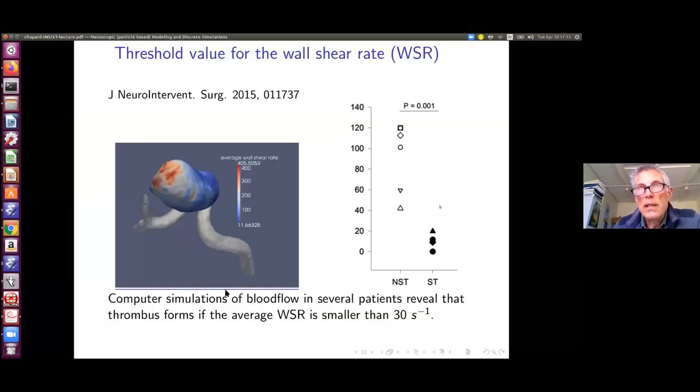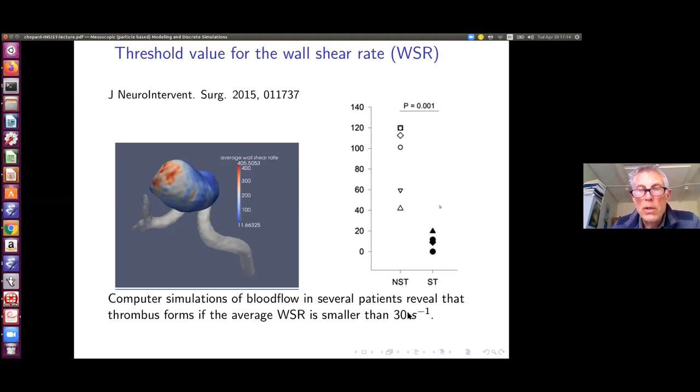So again, the system is sensitive to the flow. And that's an interesting result that we got. If you take some patients, each of which is a little point here, some had spontaneous thrombus formation, and others didn't. What makes the difference between these two sets of patients? If you measure the wall shear stress in their aneurysm, you see there's a clear line that separates them. If the wall shear stress is too high, you prevent the mechanism of thrombus formation, and if it's low enough, you make it possible.